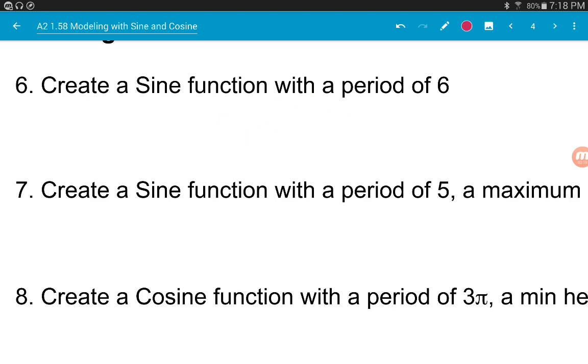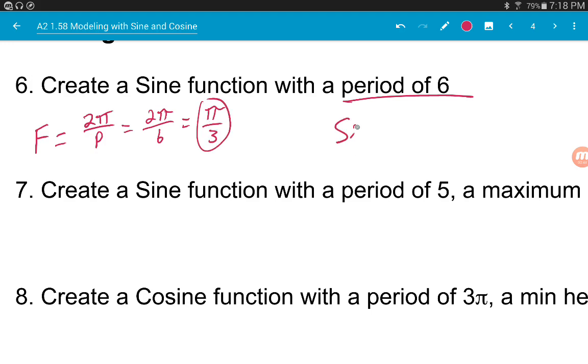So we're looking at a function sort of like this: sine of some number x. But I don't know what that number is yet. The period is 6, and I need the frequency. Frequency is equal to 2 pi over period, which is 2 pi over 6, which can get simplified. Divide both by 2, and I get pi over 3. So my function here is going to be sine of pi over 3 x.